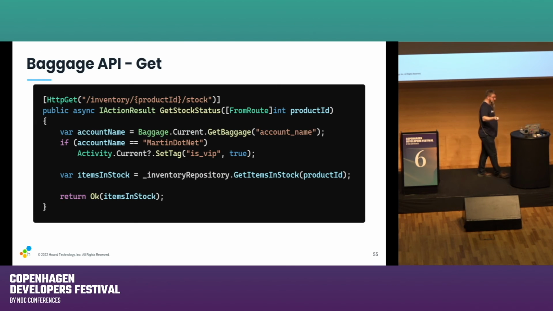Now, once we've set something in baggage, in our inventory service we can go and get the account name out. By the way, everybody should have this code in their platform. We can use that baggage data and say, well, if the account name is martin.net, then I'm going to set a value that says this is a VIP. You don't have to put that in if you don't want, I suppose. But you get the idea that I'm not adding the account name as an attribute in the back end. I'm using that to influence the telemetry that I build. That is why baggage was created. That's the reason why baggage exists.